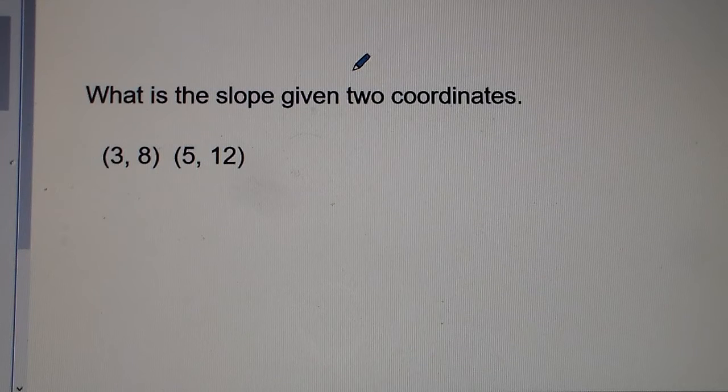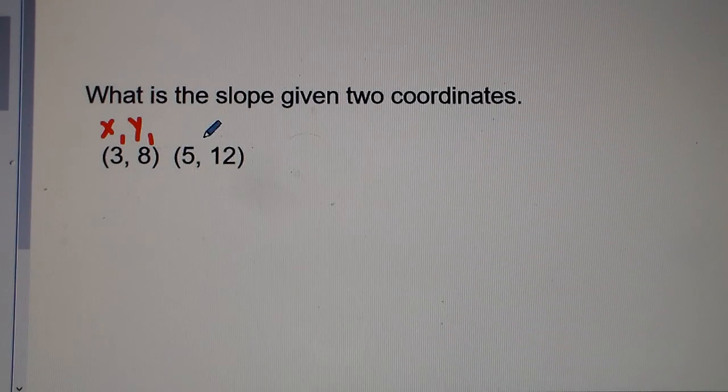So where does this x1, y1, and x2, y2 come into play? Well, in our first coordinate, they're going to get little ones in the bottom right-hand corner of its x and y. X is always the first number in a coordinate, and the y is always the second number in a coordinate. So x1, because it's the first coordinate, and y1 is for the first coordinate, and the y.